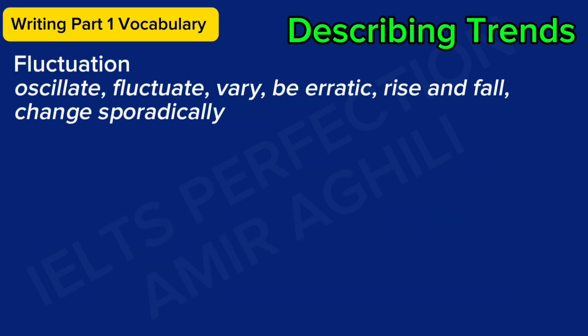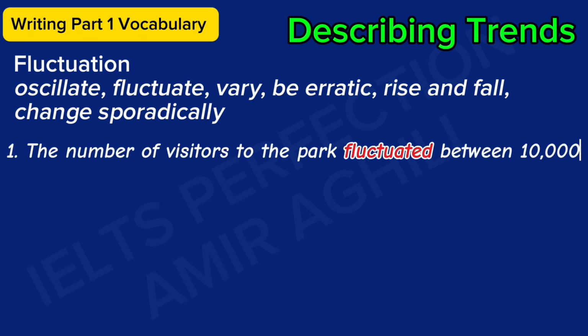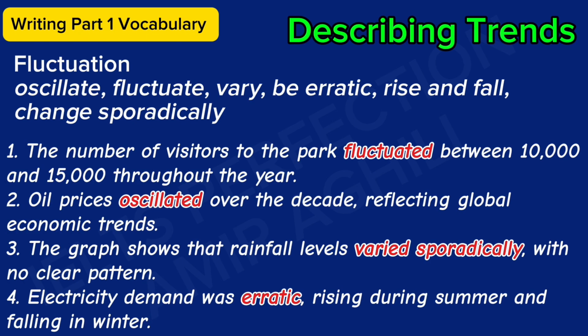For fluctuations, you can use the words and phrases like oscillate, fluctuate, vary, be erratic, rise and fall, change sporadically. 1. The number of visitors to the park fluctuated between 10,000 and 15,000 throughout the year.